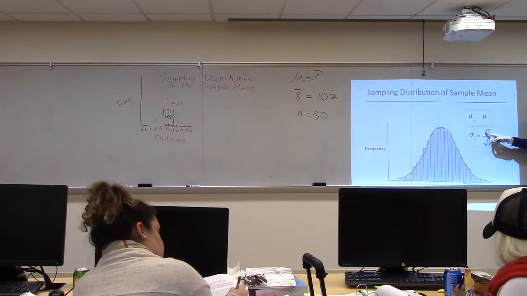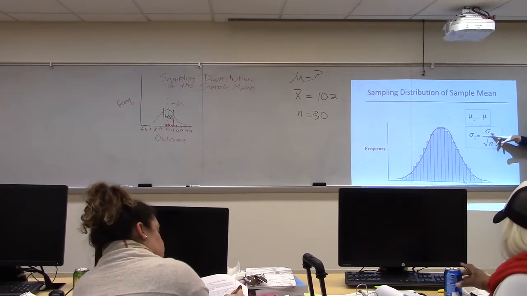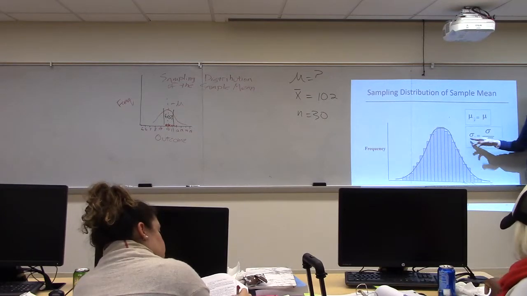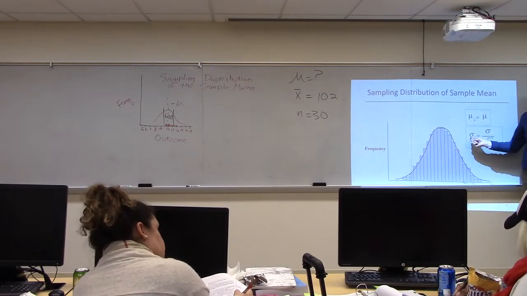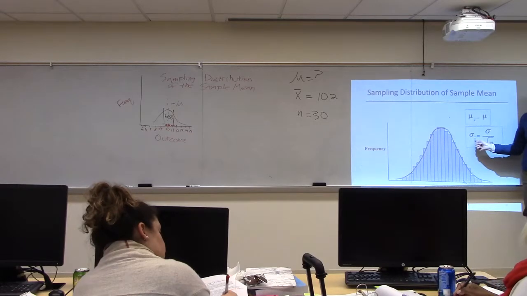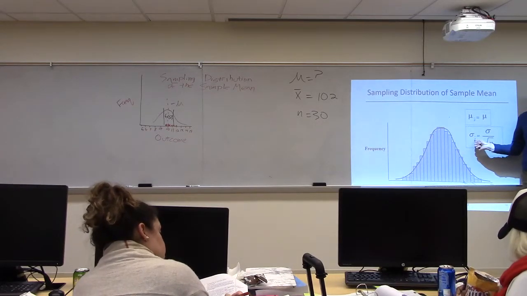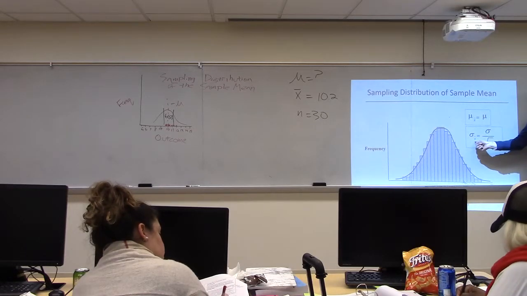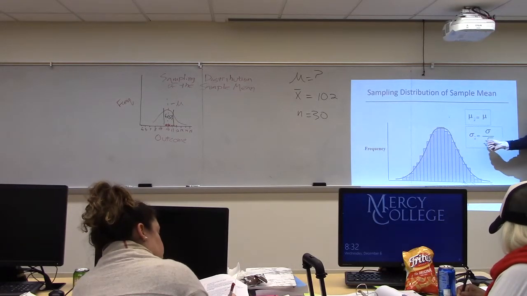And remember this little sigma with the funny hats? This is the population standard deviation. So this, the standard deviation symbol with the little subscript x bar, is read: standard deviation of the sampling distribution of the sample mean equals population standard deviation divided by the square root of n.